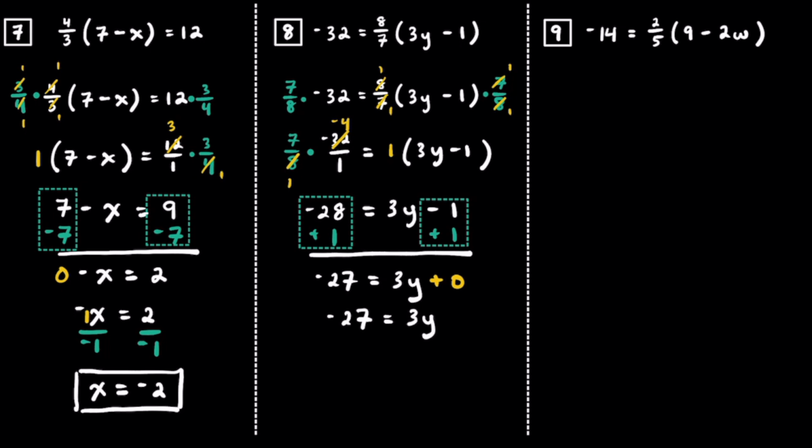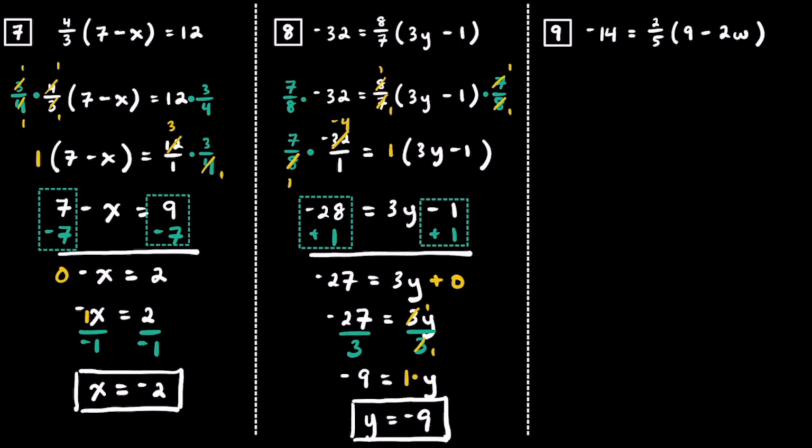And to get rid of that 3, to get a coefficient of 1, we can go ahead and divide both sides by 3. And negative 27 divided by 3 is going to be negative 9. And we'll have 3 divided by 3. These will cross cancel to make 1, so we have 1 times the y, or just 1y. And we can drop that 1 again and say y is equal to negative 9. That will be our solution.